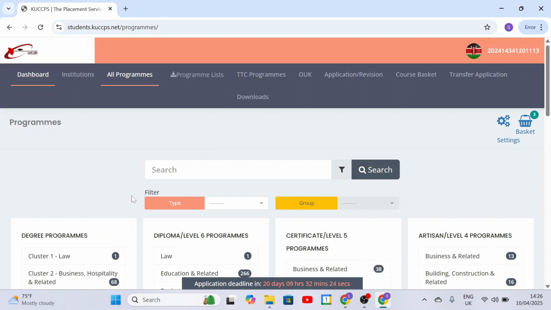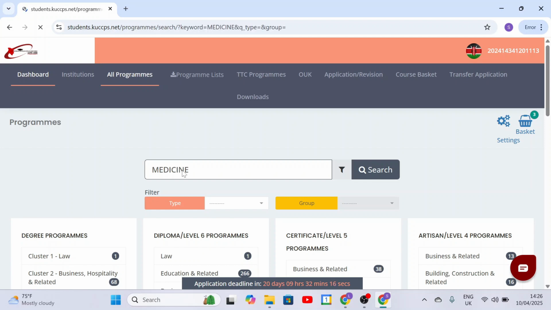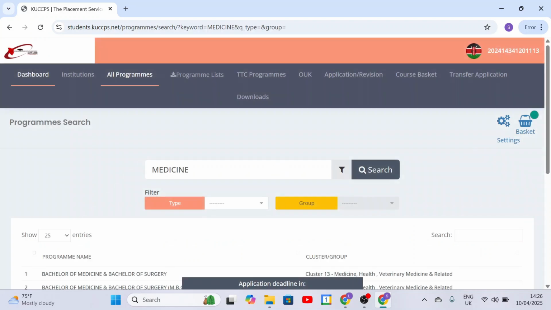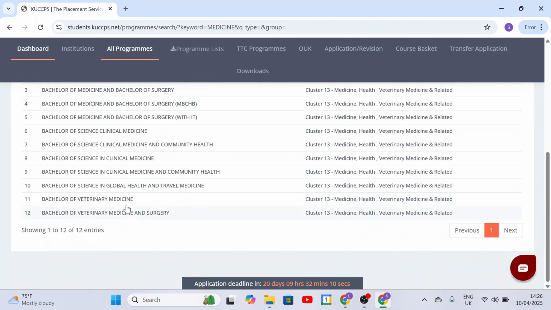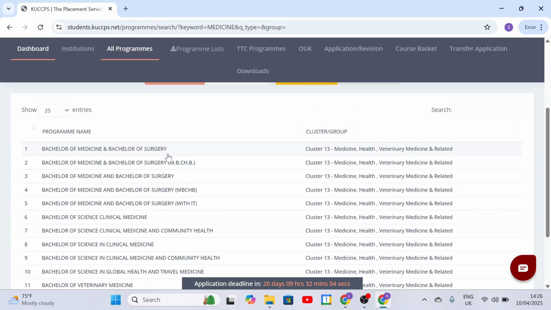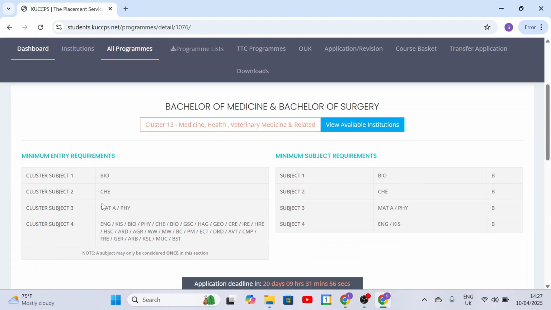So there are two ways again here. I can just come directly here and say I want to do medicine, for instance, right? So I want to do medicine, then I will click the enter button there. Then it will show me those degrees under medicine, or the ones that have the wording medicine. You can see veterinary medicine, clinical medicine, Bachelor of Science, Bachelor of Medicine, Bachelor of Surgery. So maybe I will click this. Once I do that, it will take me to another page here.